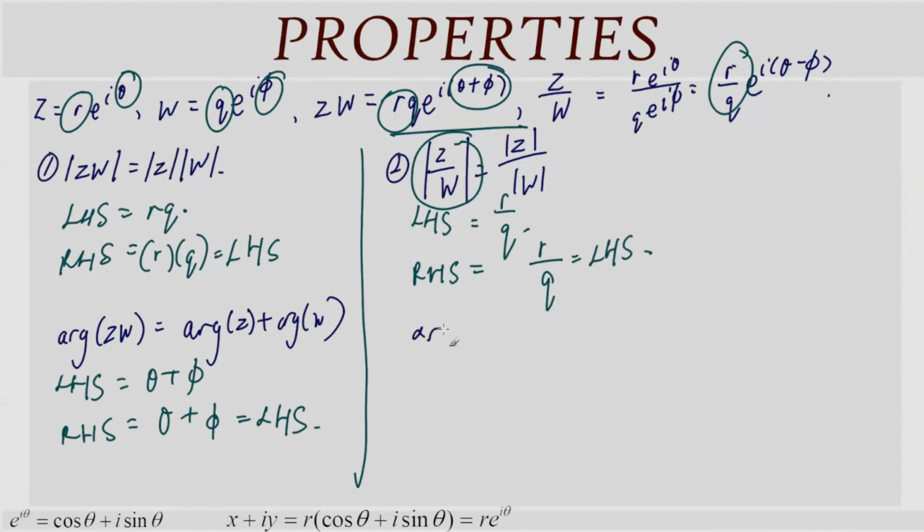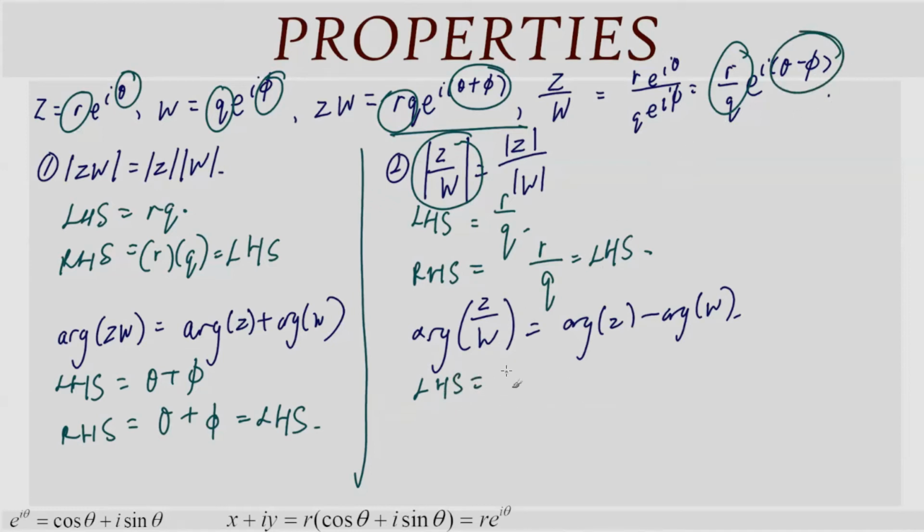Right, and the argument of z over w is equal to the argument of z minus the argument of w. The left hand side, as shown over here, is this number, theta minus phi. The right hand side is equal to the argument of z, which is theta, minus the argument of w, which is phi, and that's equal to the left hand side. So we have now a few generalizations. The product and division can be segregated.